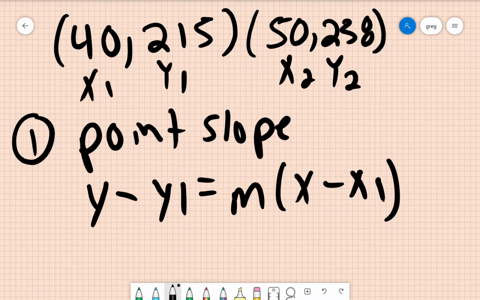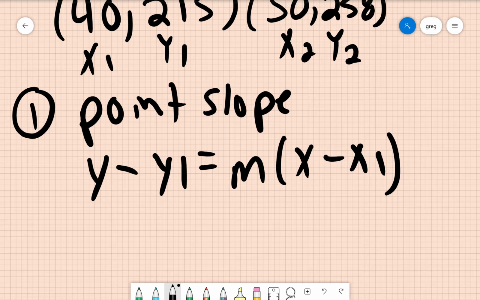So you have your 2 points, 40 and 215, 50 and 238. We label them x1, y1, x2, y2. It really helps if you're going to use point slope to have them labeled. So from here, let's just substitute what we have. So we have y minus, and now Diego, I'm still rolling with you. What do I substitute for y1?